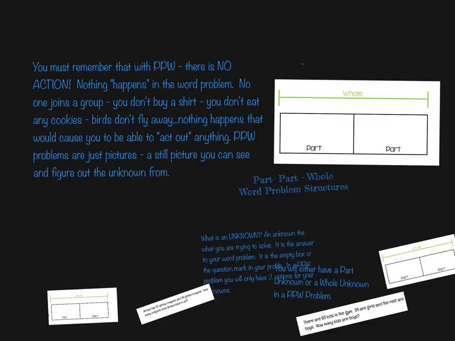So nothing happens in it. No one joins a group. You don't buy a t-shirt. You don't eat any cookies. Birds don't fly away. Nothing happens that would cause you to be able to act out any kind of action at all. Part-whole problems are just pictures. It's a still picture you can see and figure out the unknown just from that. So let me give you some examples of that.